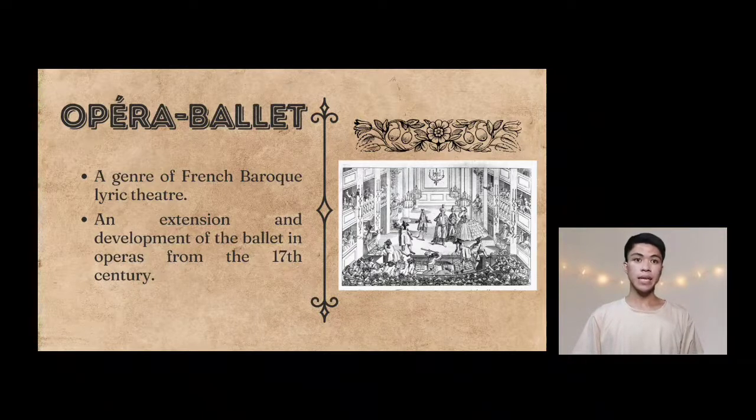So the opera ballet that was prominent in the first half of the century was an extension and development of the ballet in operas from the 17th century. So during the 17th century, the opera ballet already existed. And during the 18th century, it became an extension of what was started. So the best known French composer of the first part of the century is Jean-Philippe Rameau. So he composed music as he plotted the action of the ballet. So Rameau followed the formula set by Lully in the previous century.